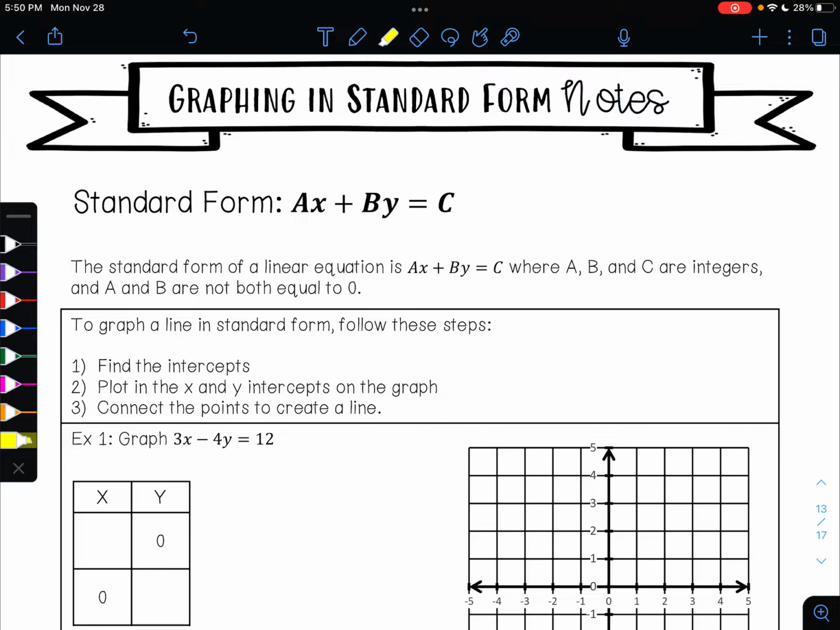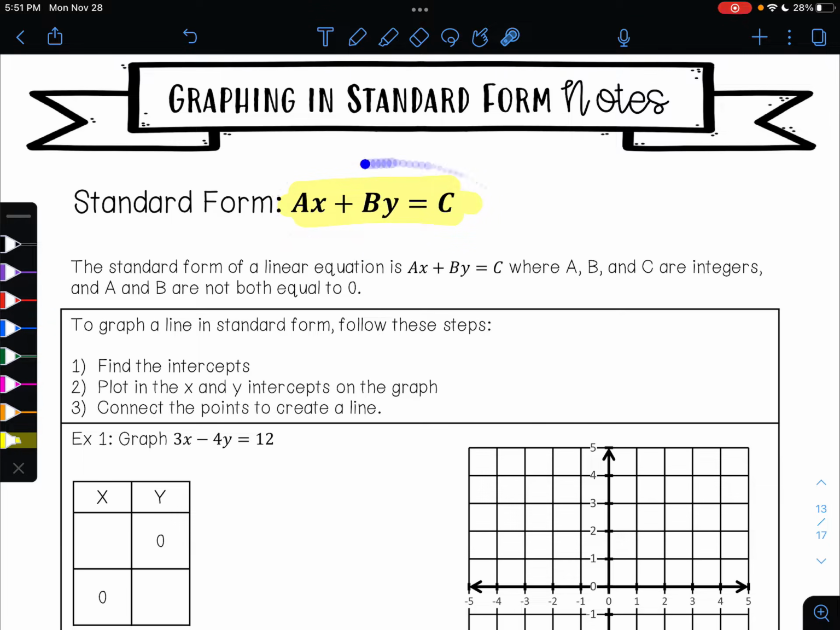In this video, we are going to learn how to graph linear equations given in standard form. The standard form of a linear equation is ax plus by equals c. Here, a, b, and c are all integers, and a and b cannot both be 0.